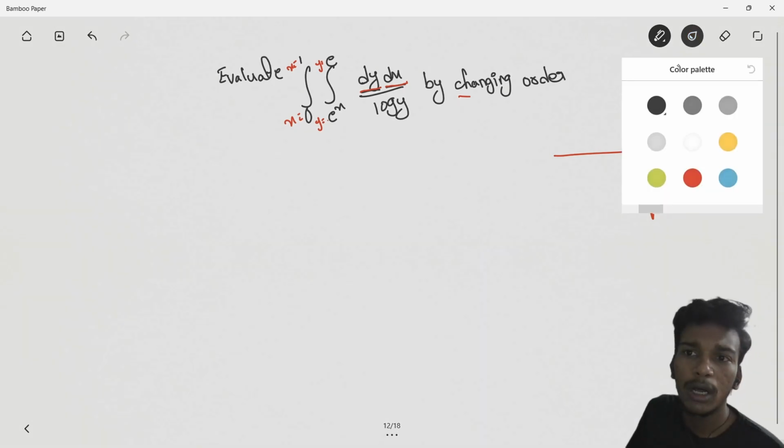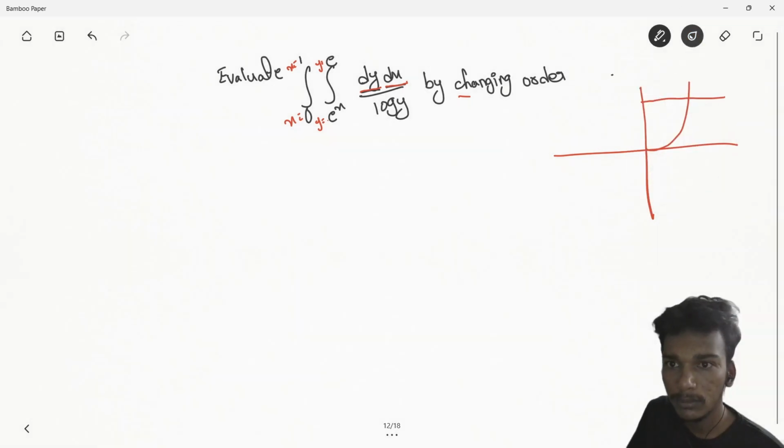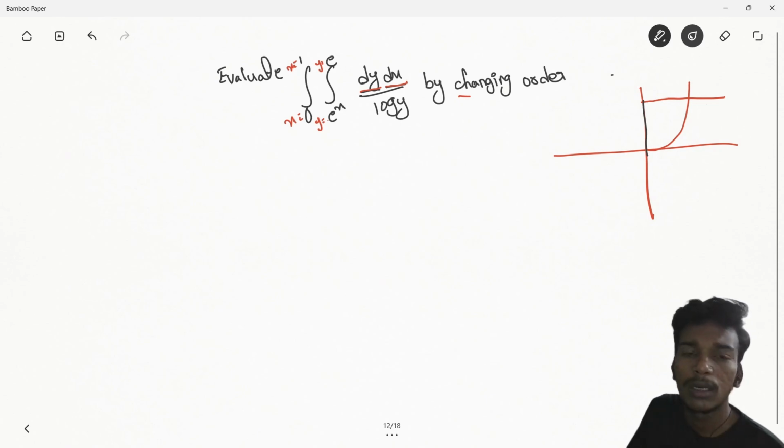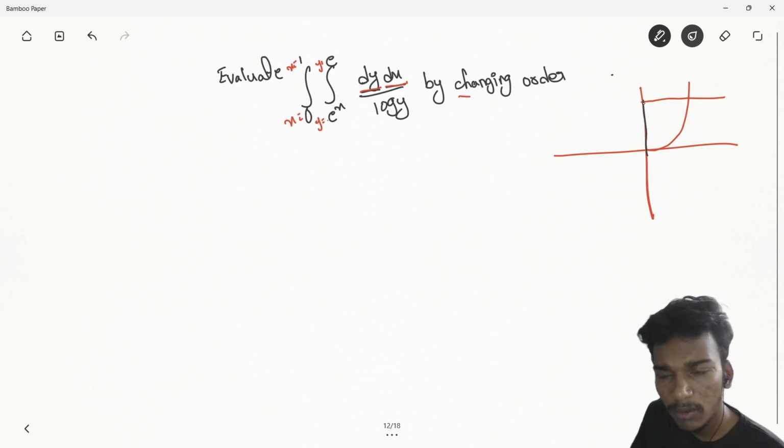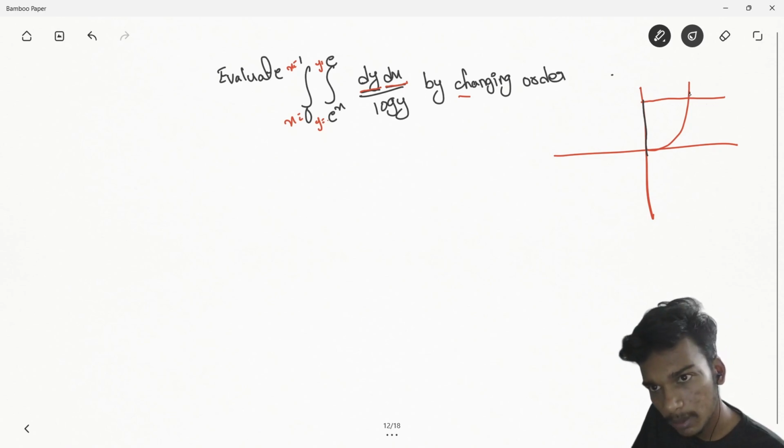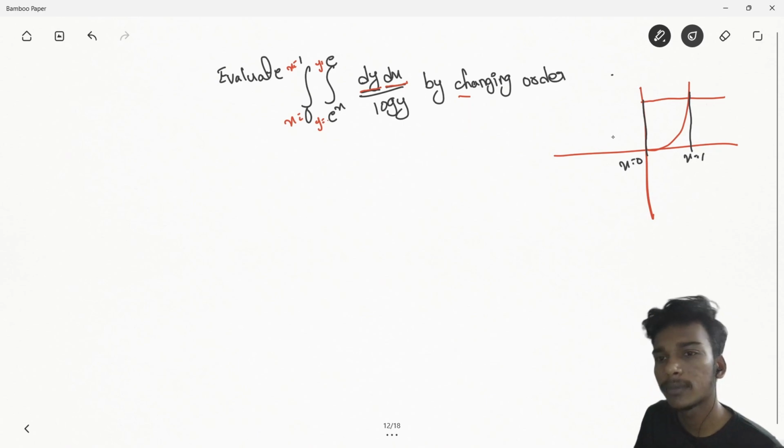Now I will draw the limits of x. Just look at it. x equal to 0 is a vertical line, that is the y axis, and x equal to 1. At x equal to 1, if you keep the x value as 1, we are going to get the y value as e. So that is the y is equal to e graph, and when x is equal to 1, both these curves are going to meet. So we have the x equal to 1 line and the x equal to 0 line, right?